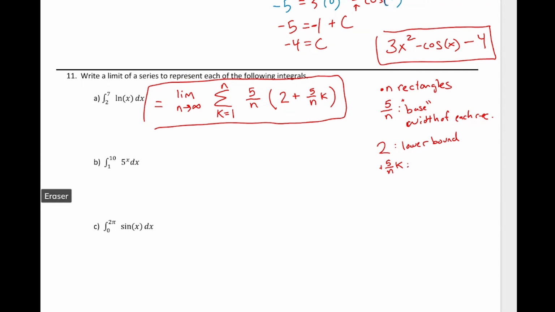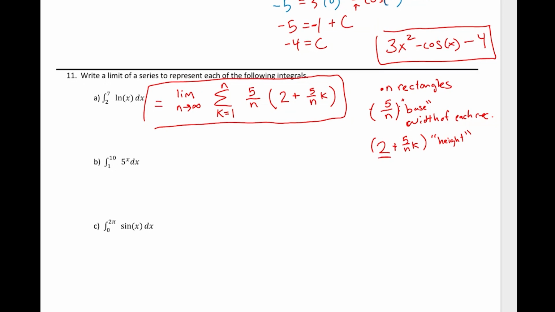Let's just put it all together, maybe easier to think about this. 2 plus 5 over nk is going to be the height of each rectangle. If you're wondering where the 2 is coming from, the 2 is coming from that lower bound. All right, now that's pretty much the setup.